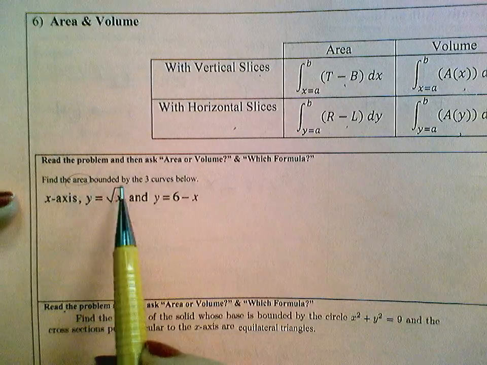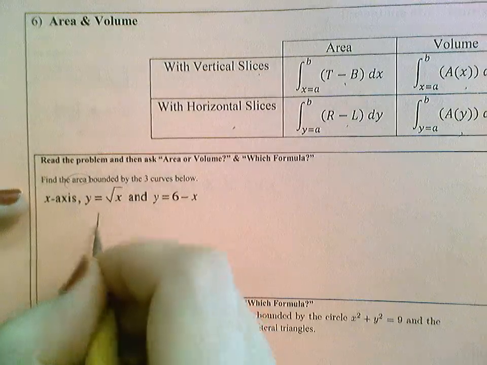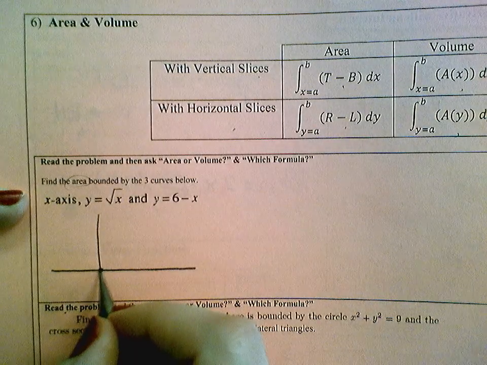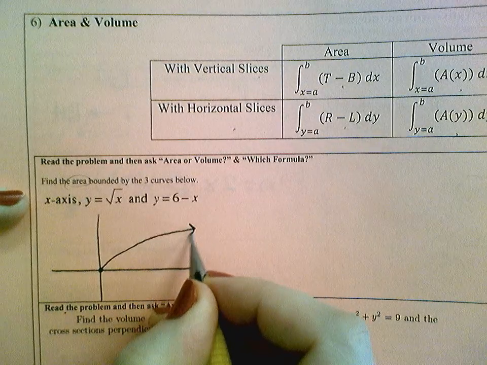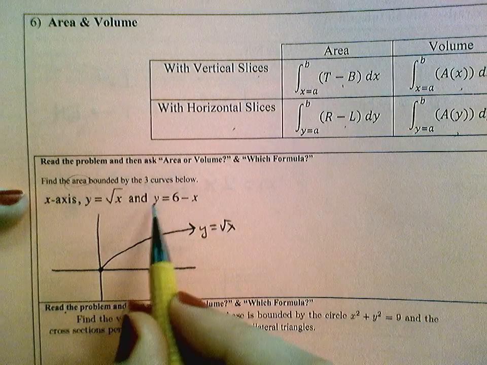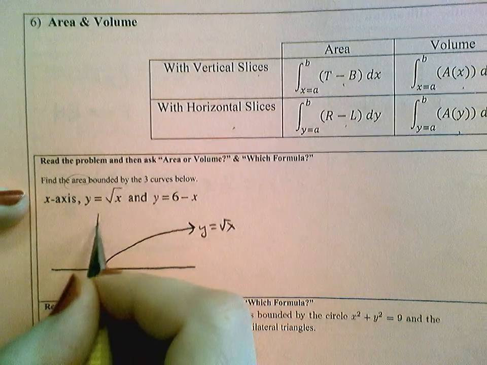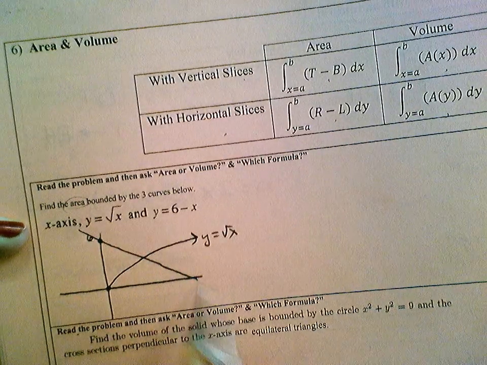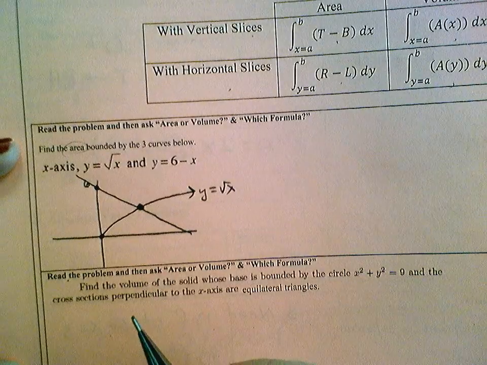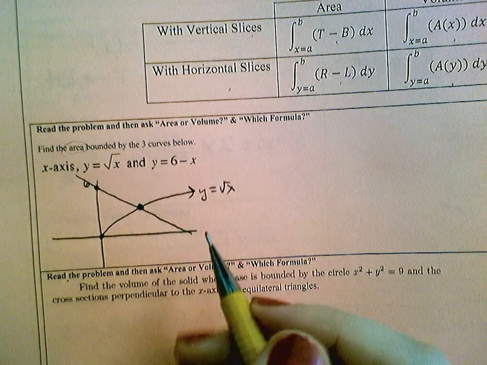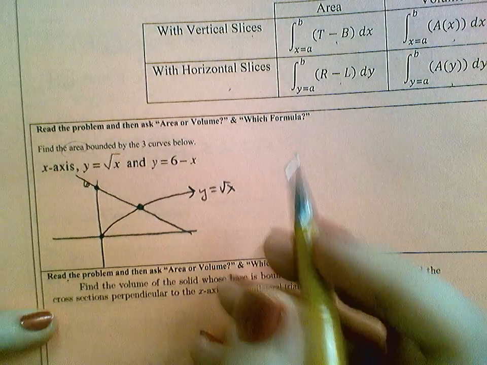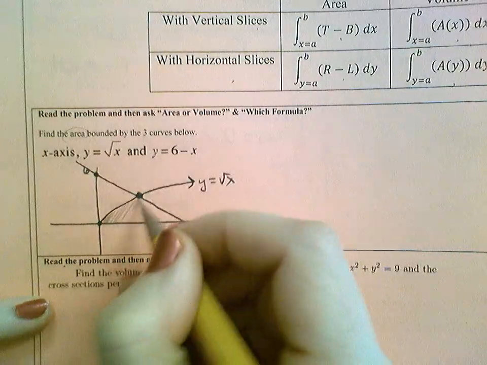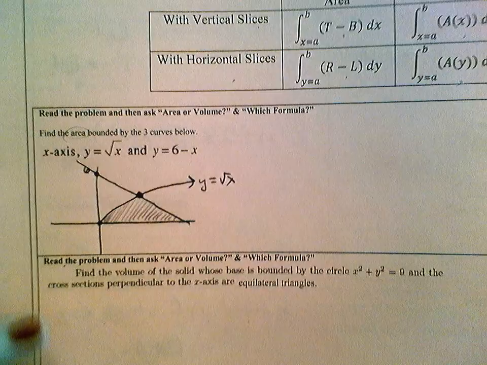Find the area bounded by the 3 curves below. Okay, so the x-axis, y equals radical x, which looks like that. And y equals 6 minus x, so 6 would be the y-intercept, and it has a slope of -1. Oh shoot, I did this wrong earlier, because I thought it was the y-axis. All right, so anyway, it's this area that we are looking for.